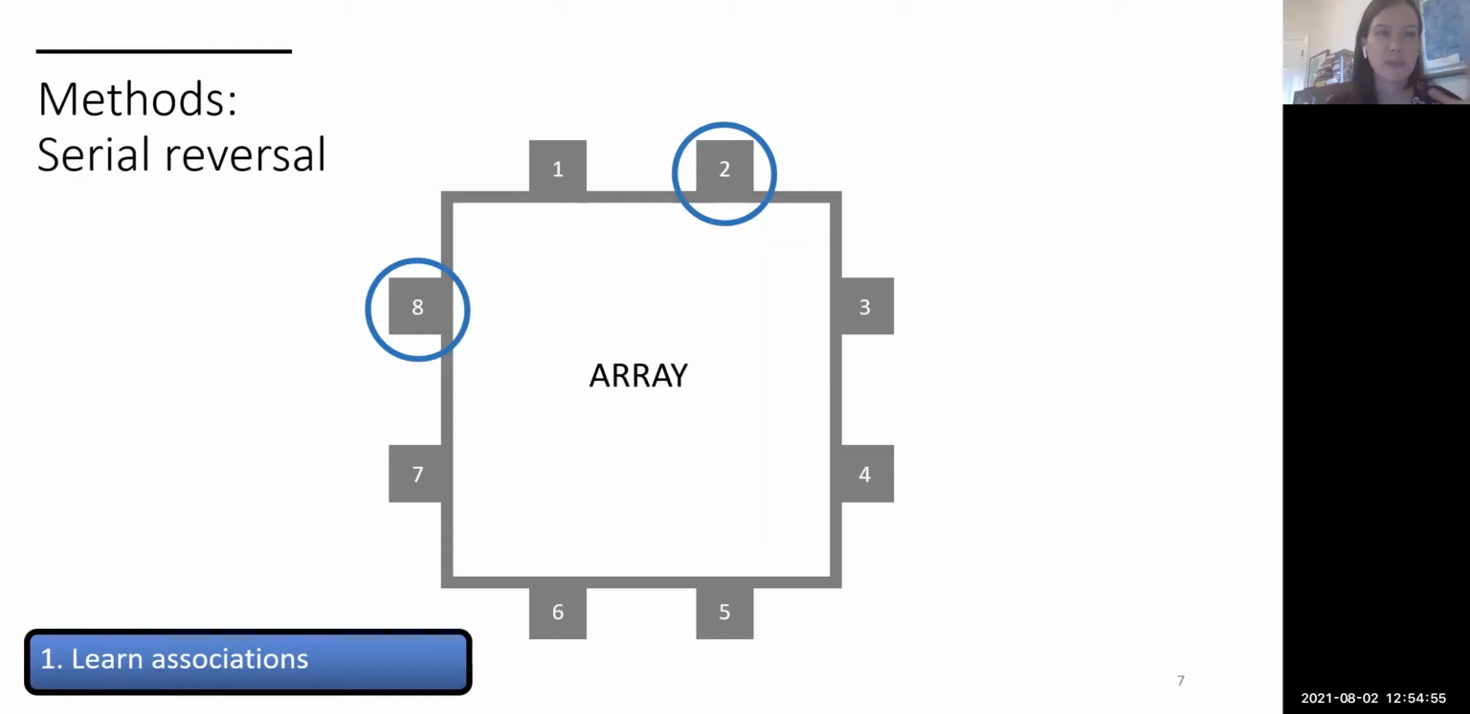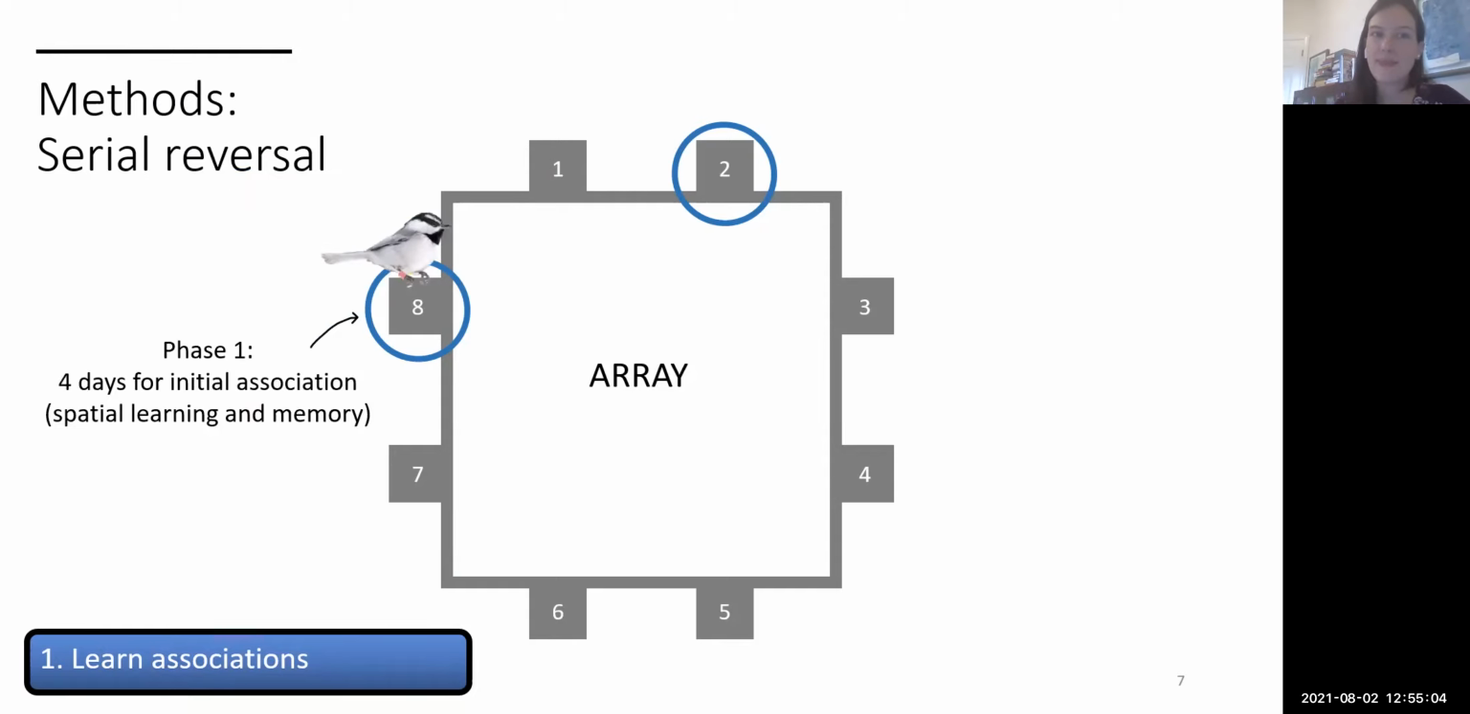So an error would be if they're supposed to go to feeder 8, but they instead go to feeder 3 before they find their food reward. That would be an error. So in phase 1, birds can make the initial association and learn that feeder 8 provides food.